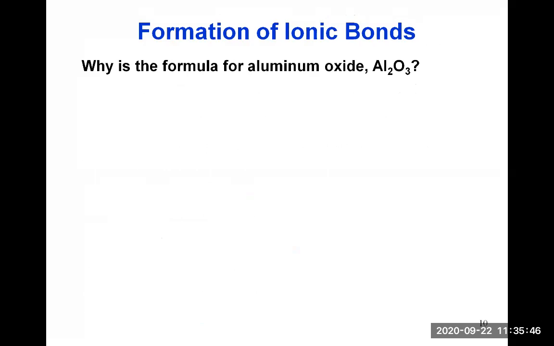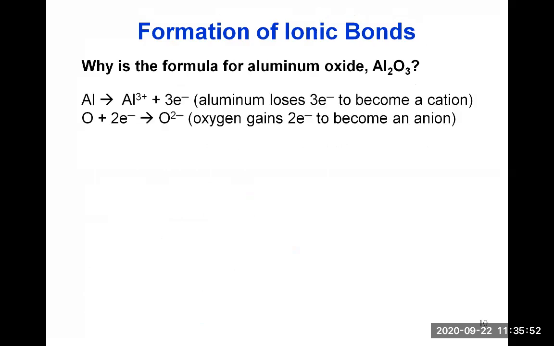Let's look at another example. What is the formula for aluminum oxide, Al2O3? Aluminum is in group 3A, likes to lose 3 electrons and becomes a 3+ ion. So aluminum becomes Al3+ and 3 electrons are gone from aluminum. We know that oxygen likes to gain 2 electrons to become an O2- anion.